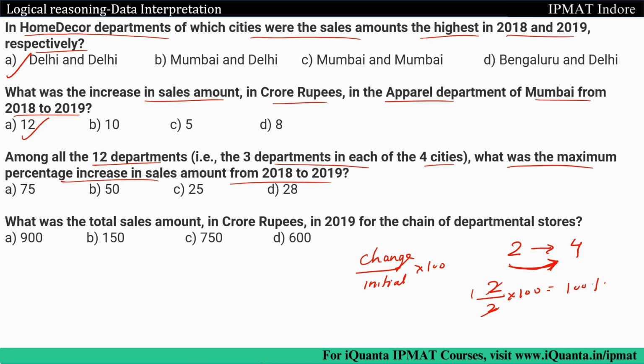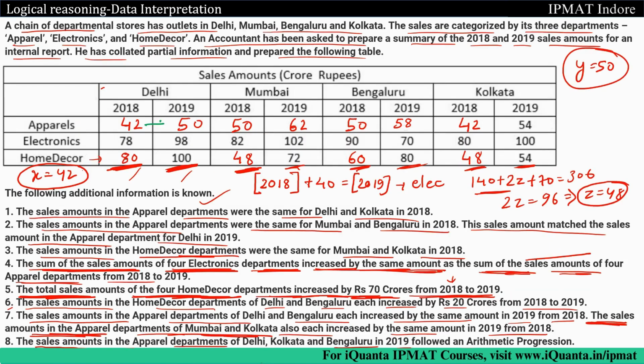Okay, let's go back and check in which of these 12 departments the maximum percentage increase was there from 2018 to 19. So if we start from here, 42 to 50, there's a change of 8 upon initial 42 into 100. If you solve this, it becomes somewhere around 1 by 5, right? 8 upon 42 is 1 by 5. So 100 upon 5, 20%. Okay, now let us look for bigger increases. 50 to 62, so the change is 12 upon 50. 12 upon 50 is 1 by 4. 1 by 4 of 100 is close to 25%.